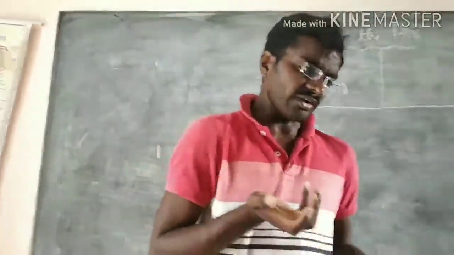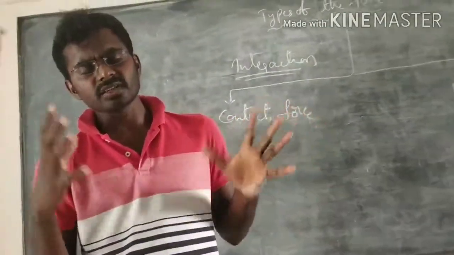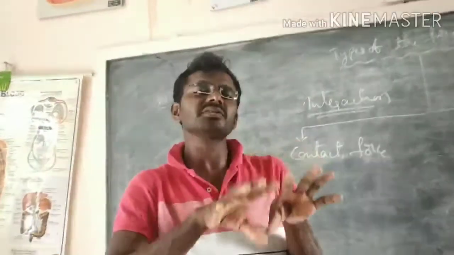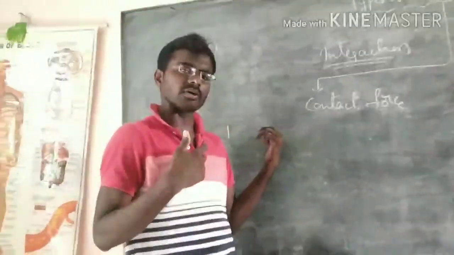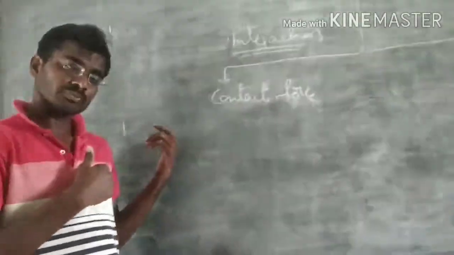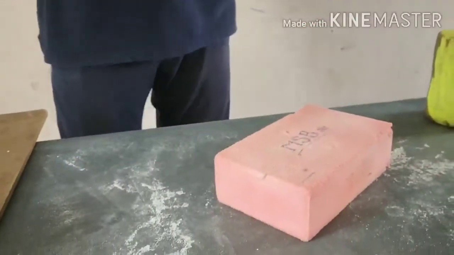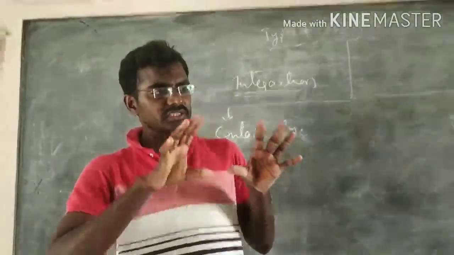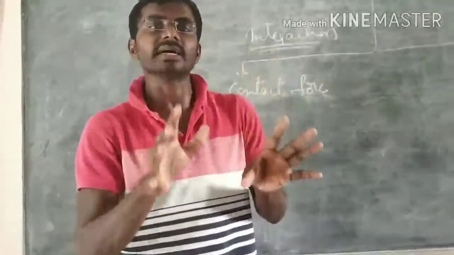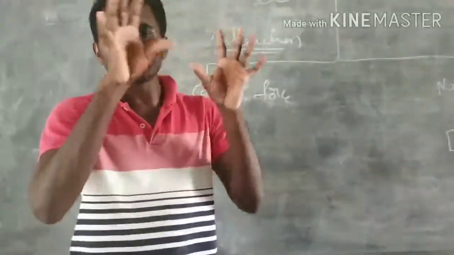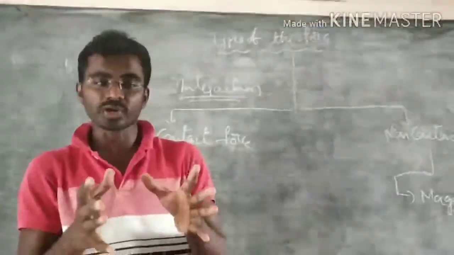So gravitational force exists not only between the earth and an object, but between any two bodies. Between myself and this black ball, there is a gravitational force. Between myself and this duster, some gravitational force exists. So gravitational force exists between any two objects. But as the Earth is so massive and huge, the gravitational force is considerable.